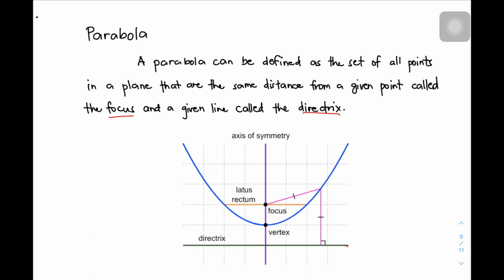Directrix is a line. So, clarify lang natin, and let me elaborate. Yung ating directrix, let's say for example this distance from the vertex to the directrix, yung distance ng vertex to the directrix is equivalent to the distance of the vertex and the focus. Equal yung dalawang distance na yan.